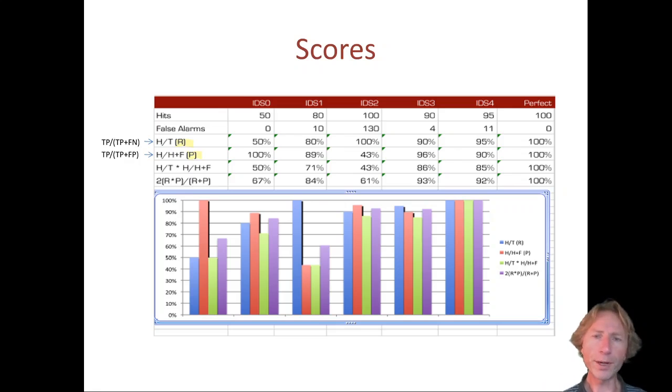So if we now compare these 5 intrusion detection systems, we see that there are major differences. So we have the hits and false alarms here at the top 2 rows, and then we have the recall. This is the recall and the precision on these rows, and this is the F measure. Okay. So if we look at these intrusion detection systems now in the bar charts, and we compare it to the perfect one, which scores 100% on everything, we see that there are major differences.